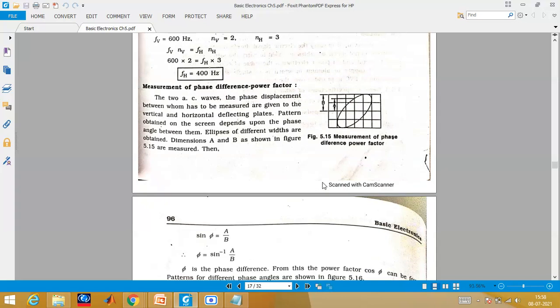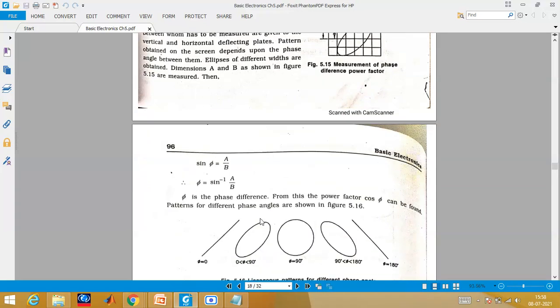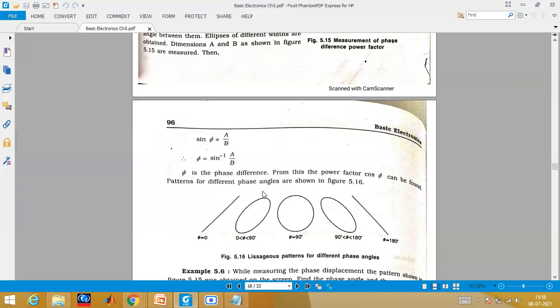Okay, now there is another thing that you can calculate, the phase difference. So this formula you have to remember, sin phi is equal to A by B or phi is equal to sin inverse A by B. Okay, this diagram is also very important to measure the Lissajous pattern with respect to angles. Okay, these directions also you have to remember, these figures.